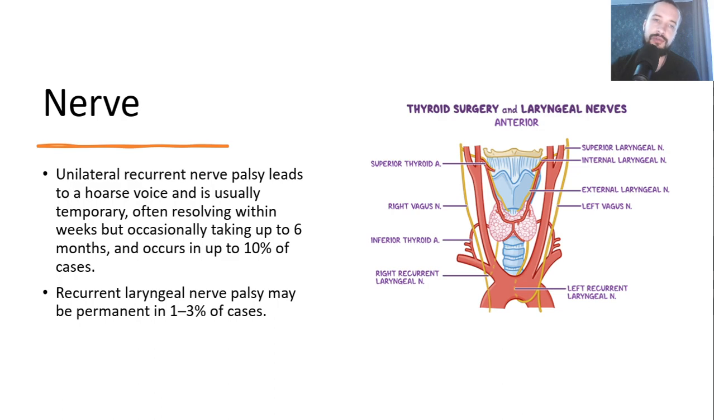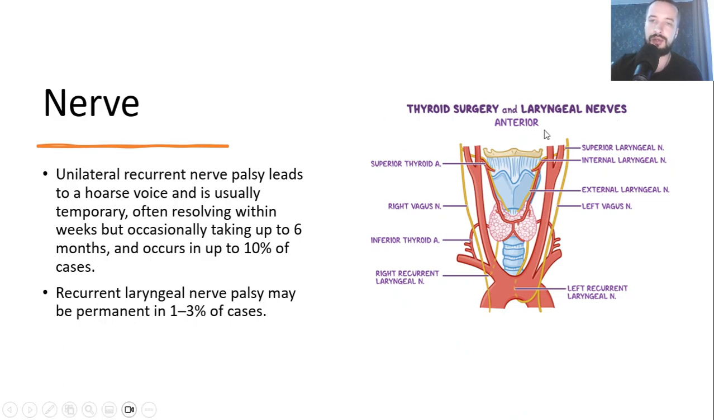Unilateral recurrent nerve palsy leads to a hoarse voice and is usually temporary, often resolving within weeks but occasionally taking up to 6 months, and occurs in up to 10% of cases. Recurrent laryngeal nerve palsy may be permanent in 1–3% of cases.